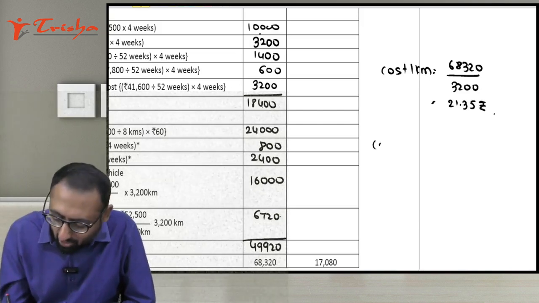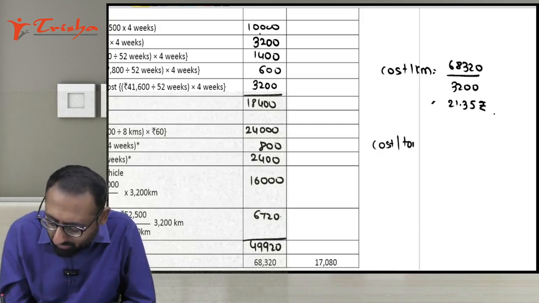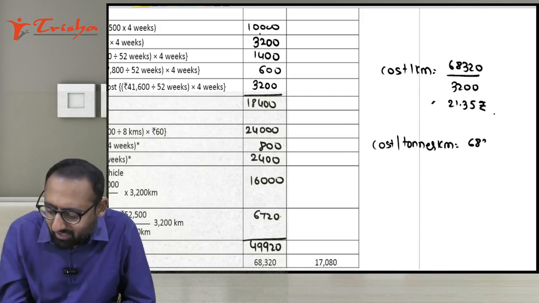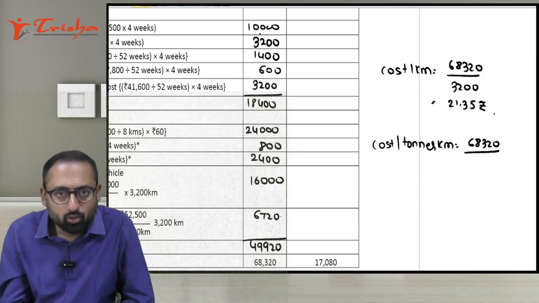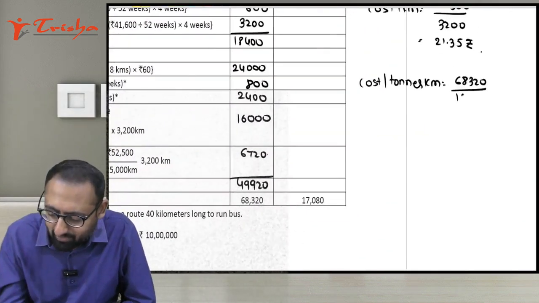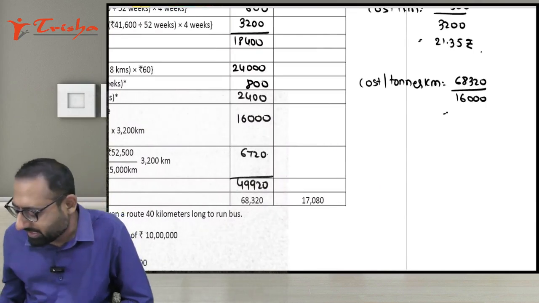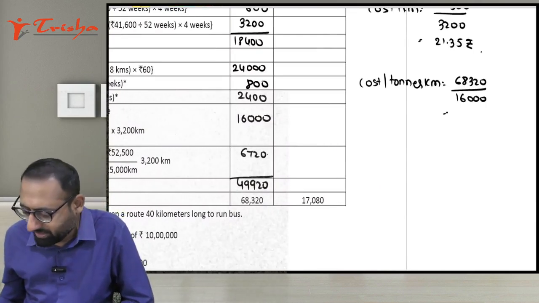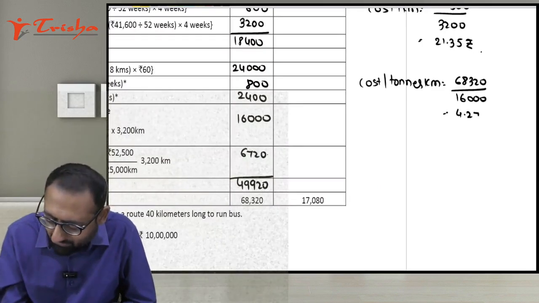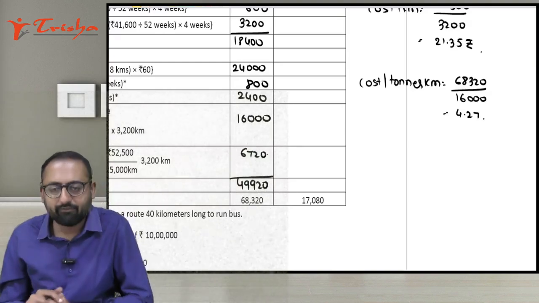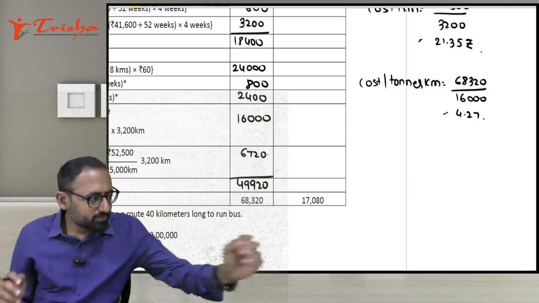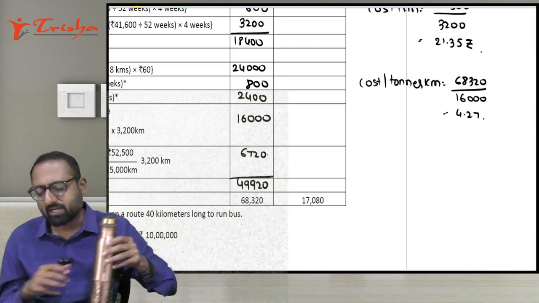And next one, cost per ton kilometer also to be calculated. So 68,320 divided by total ton kilometers we have calculated, it was 16,000. So divided by 16,000, you can check that. 68,320 divided by 16,000. Boys and girls, your answer comes to 4.27. I hope this point is clear to every one of you. Right, guys? So here we have completed that goods transportation question.